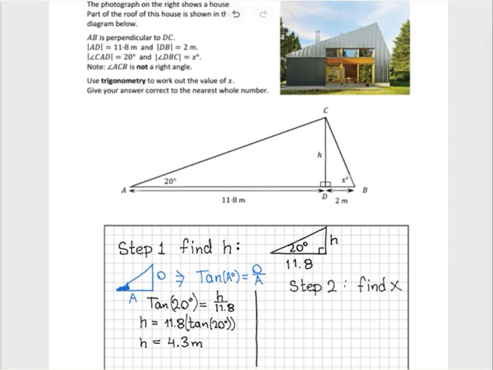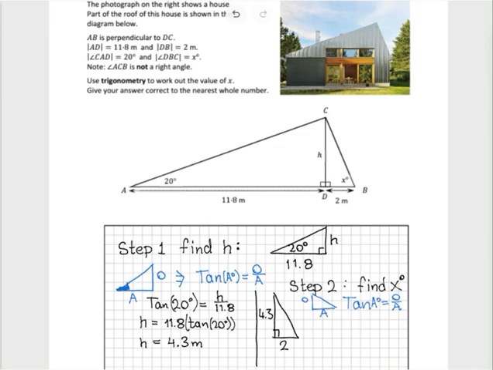So now step 2, we are on the second triangle and we need to search for x. Again we have some new information now because we have the h, the 4.3. So we have two items of information and we need to find the third part, which would be the angle. So again, let's look at the configuration. We have O and A, so therefore choose tan again.